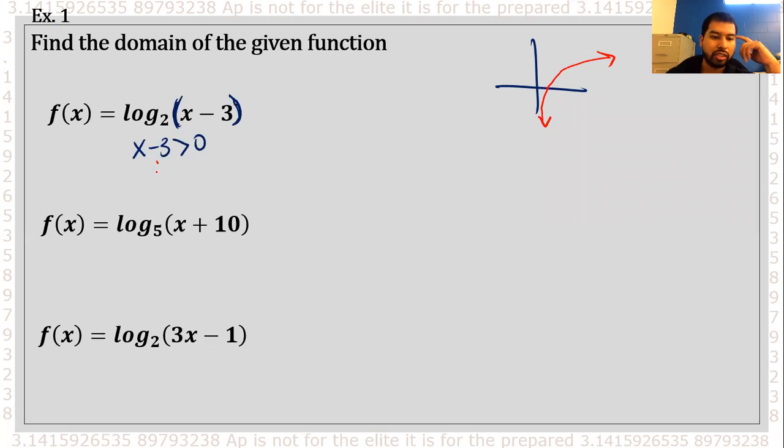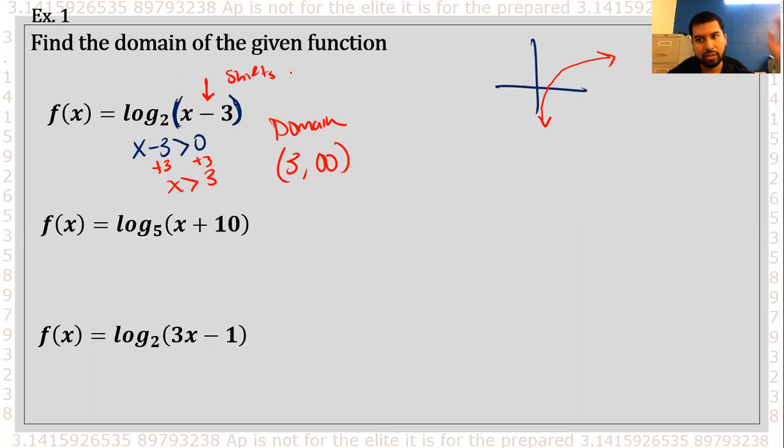So you go ahead and solve for this, add 3. So x is greater than 3. So my domain must be all the values from 3 all the way to the right. So it's 3 to infinity. Okay, and you can think about it as transformations as well. This minus 3 shifts everything, including the vertical asymptote, 3 units to the right.